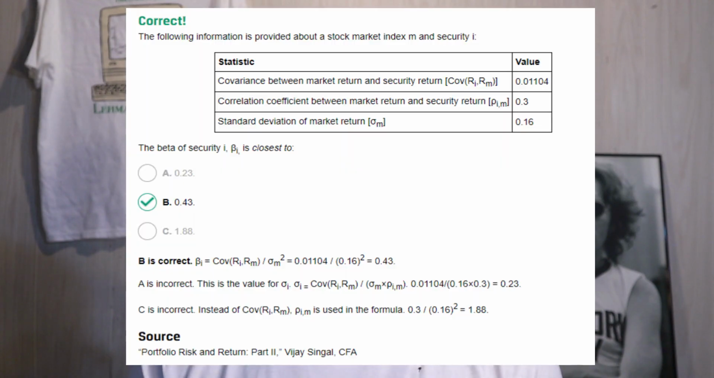This is a classic example of a Level 1 CFA exam question that Level 2 and Level 3 candidates would complain about and say, "Oh, Level 1 is so straightforward, you just do a little bit of algebra." And to be honest, they're exactly right. The question just asks you to calculate the beta.